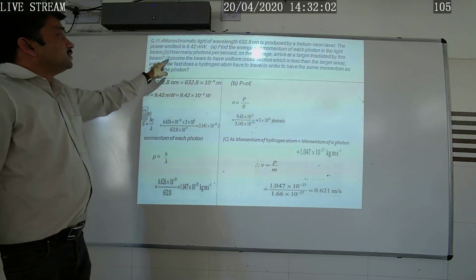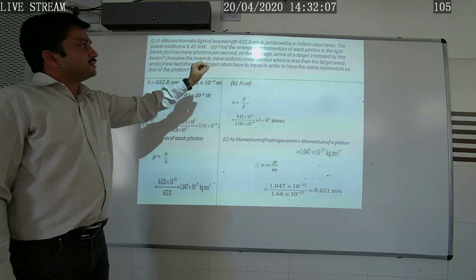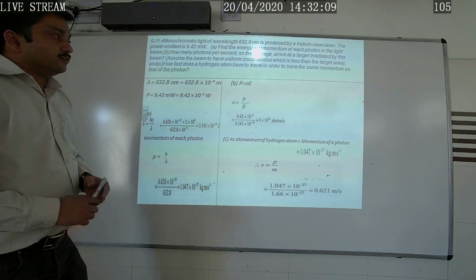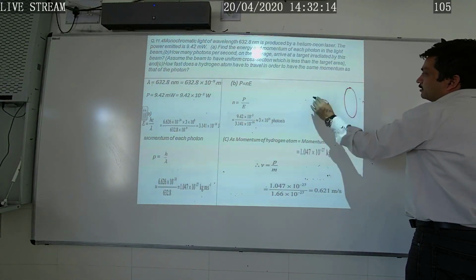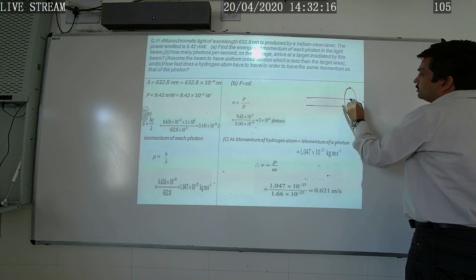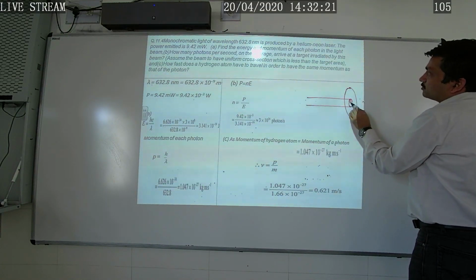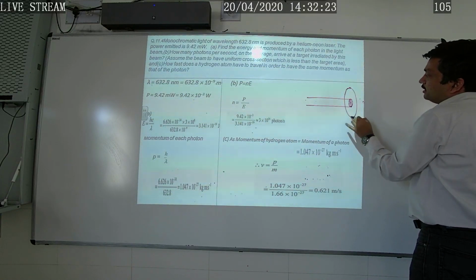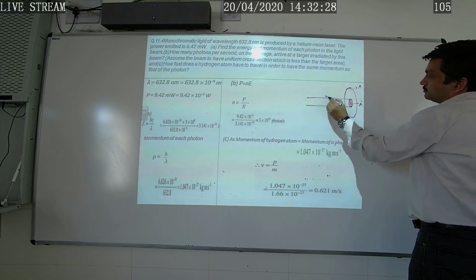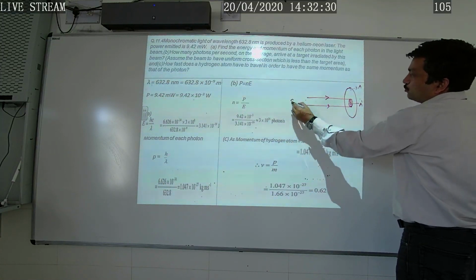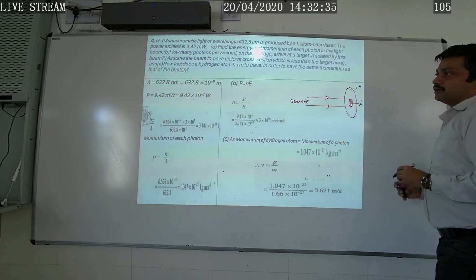And the assumption we have to make is that the beam has a uniform cross section which is less than the target area. Suppose this is our target. Then the incoming beam has a uniform cross section, and this cross section area A dash is less than the area A of this target. And this is the source. From the source, these radiations are coming.